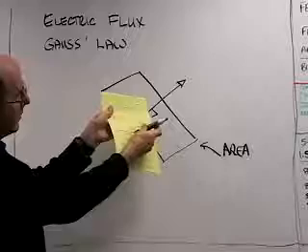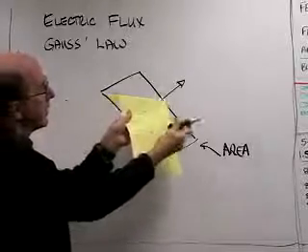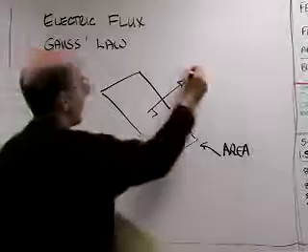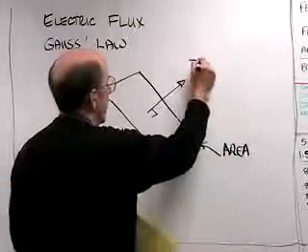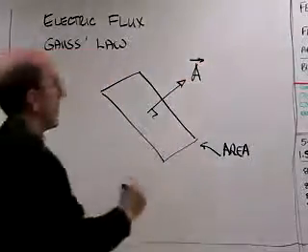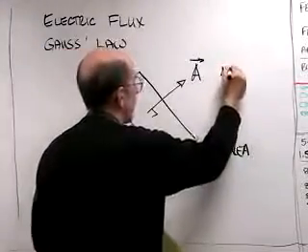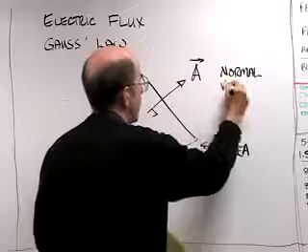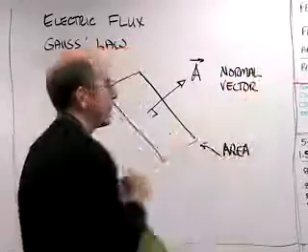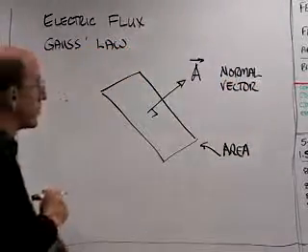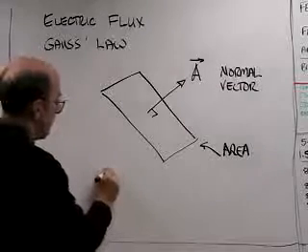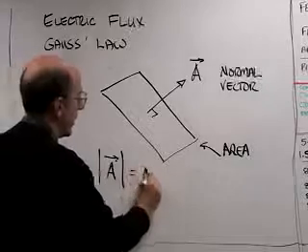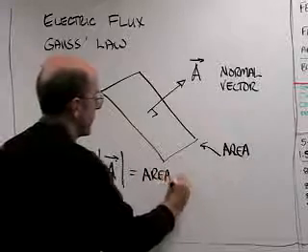It would be like taking this marker and putting it perpendicular to the sheet of paper. We call that vector A, and it's also called a normal vector because it's perpendicular to the surface that we're interested in. The absolute value of A, the magnitude of A, is given by the area of the surface.